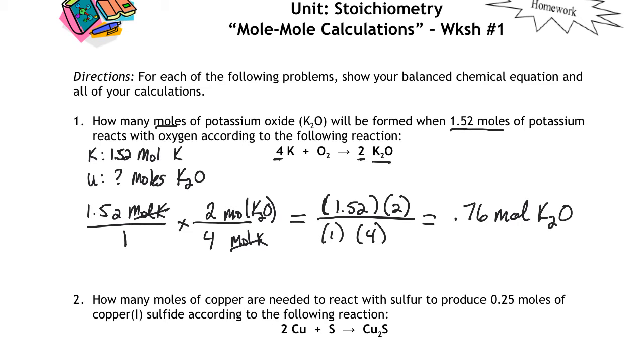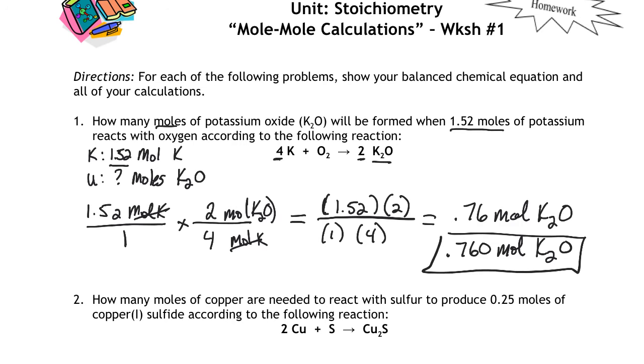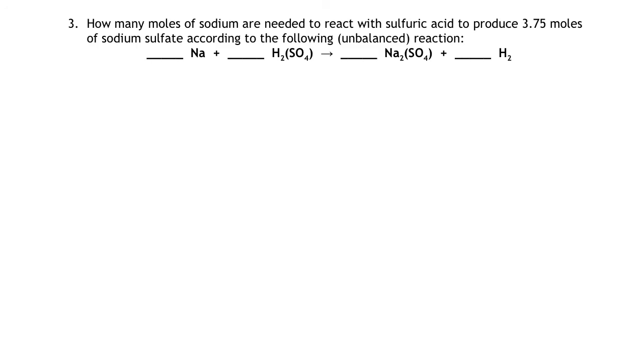I'm going to double check my significant figures. In my calculator, I got 0.76 moles of potassium oxide. I need to have 3 significant figures. My actual answer is going to be 0.760 moles of potassium oxide, so that I have 3 significant figures in my answer. And that's what I'm going to put in a box. All right, now we're going to move on to number 3.